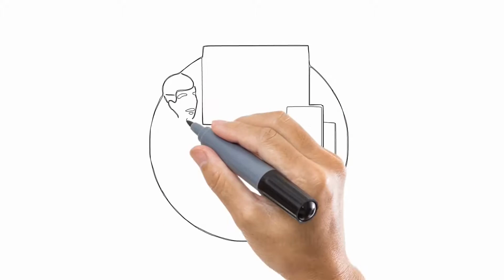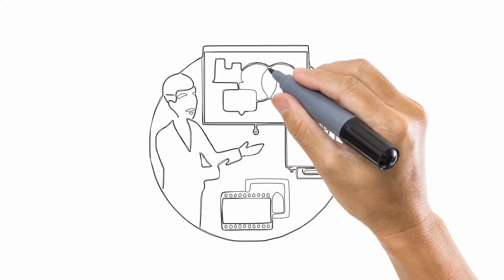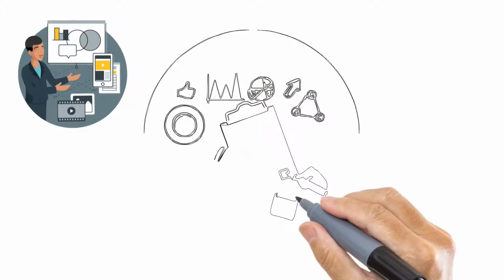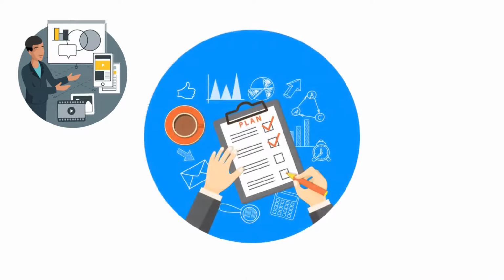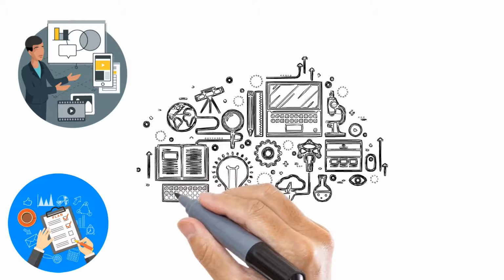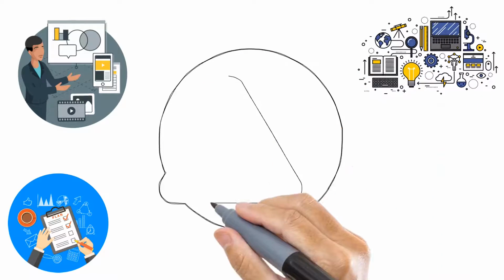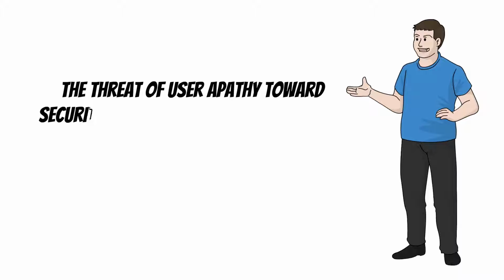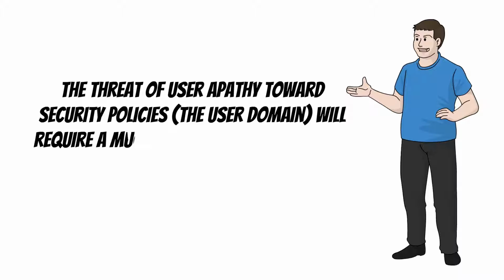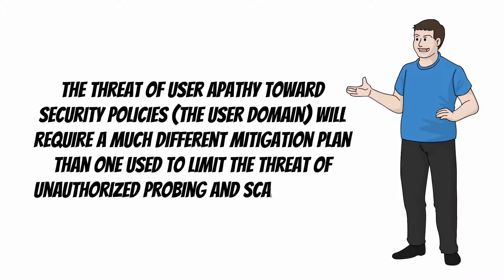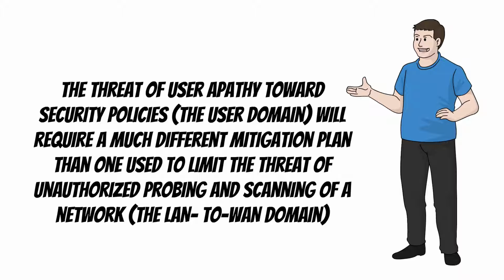Once a threat or vulnerability has been identified and assessed as having sufficient impact or likelihood to information assets, a mitigation plan can be enacted. The mitigation method chosen largely depends on which of the 7 information technology (IT) domains the threat and vulnerability resides in. The threat of user apathy toward security policies, the user domain, will require a much different mitigation plan than one used to limit the threat of unauthorized probing and scanning of a network, the LAN-to-WAN domain.